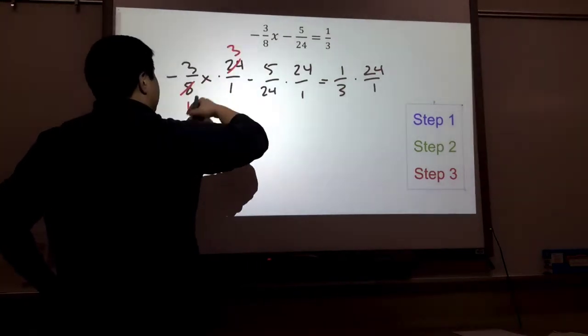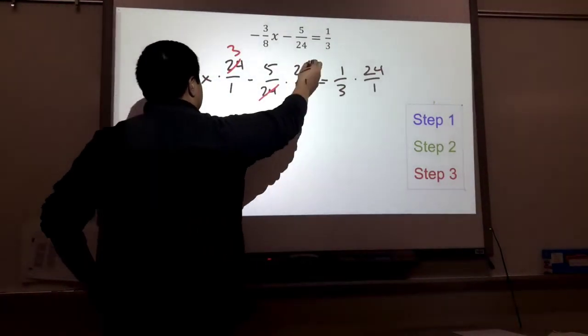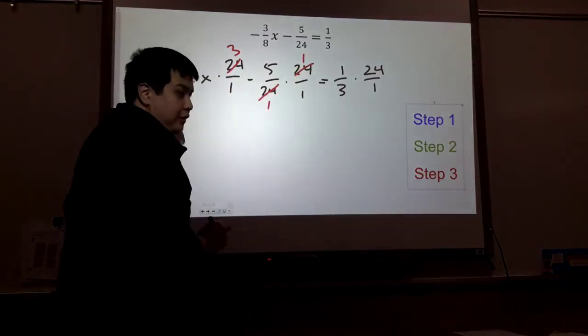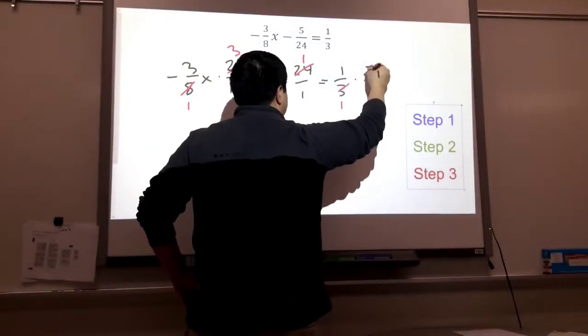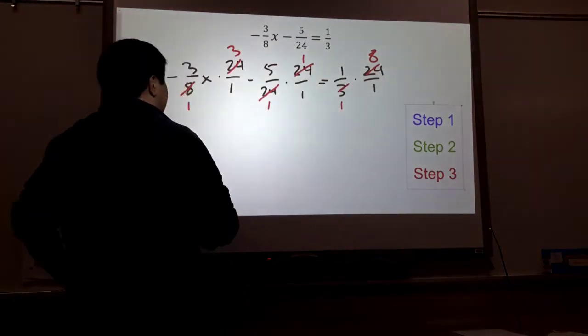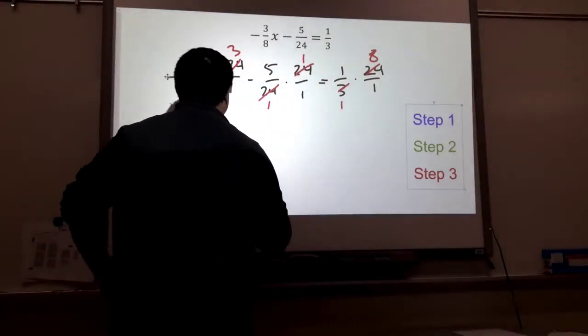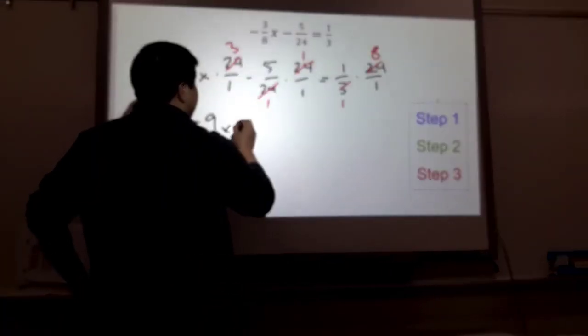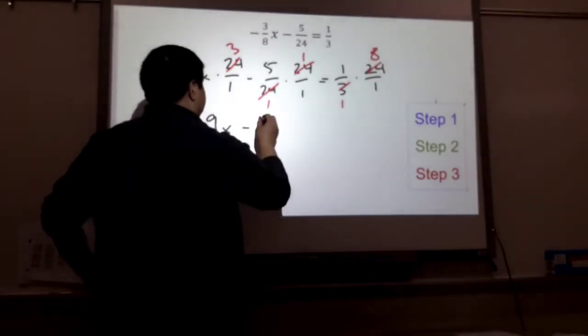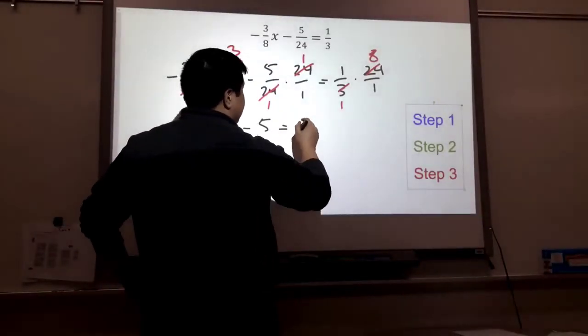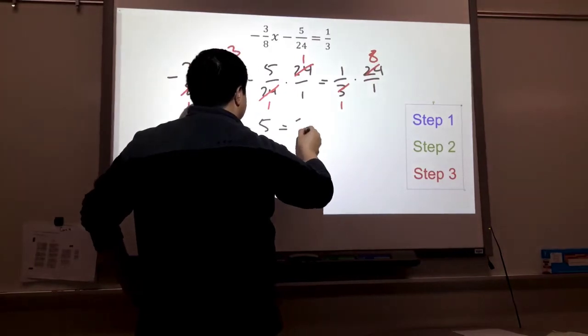8 goes into both of those. This is 1, 1, because 24 goes into both of those. 3 goes into both of these. And we get negative 9x minus 5 equals 1 times 8, which is 8.